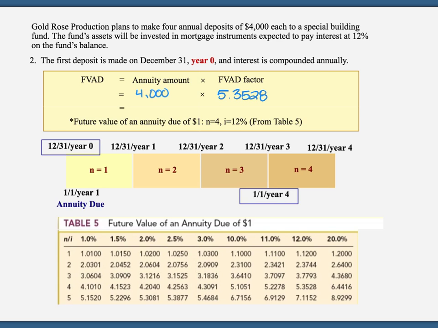And then if you multiply those together, you're going to get 21,411. Now if you recall our answer to the problem before, with an ordinary annuity, it was around 19,000, whereas the annuity due is 21,000. That's because we make the deposit earlier, so it has more time to accumulate interest and then compound on top of itself.